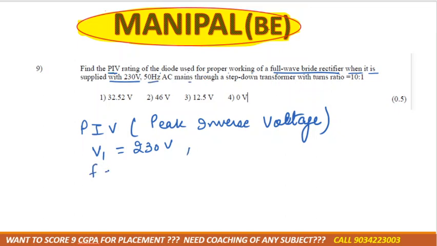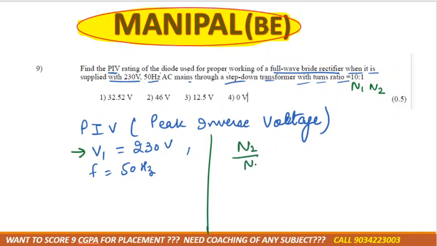Frequency is how much? Frequency we never use in this kind of question, but let's write down also. Frequency is 50 hertz. To a step down transformer, they have given the turn ratio. This is N1 and this is N2. And you know that we always use the secondary voltage for the calculation, right? But they have given what? Primary voltage. So by the turn ratio formula, we need to calculate the V2, the voltage at the secondary side. What was the formula? N2 by N1 is equal to V2 by V1.